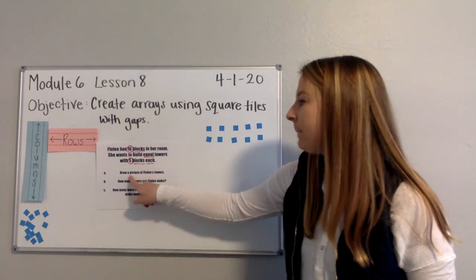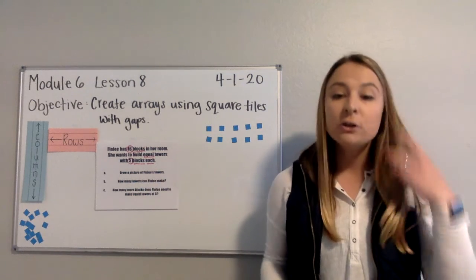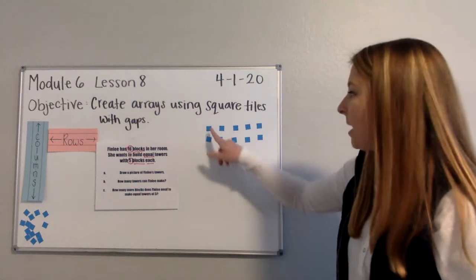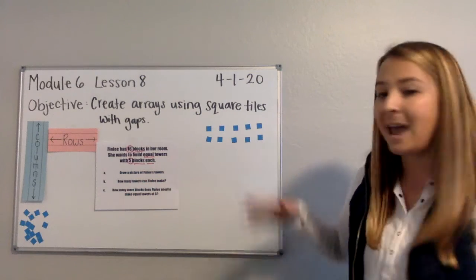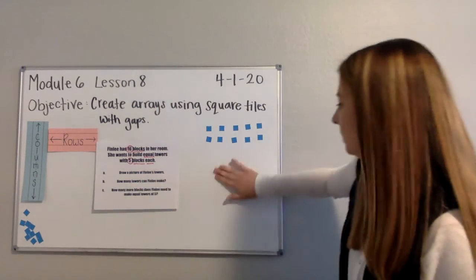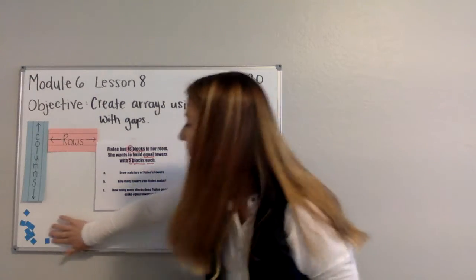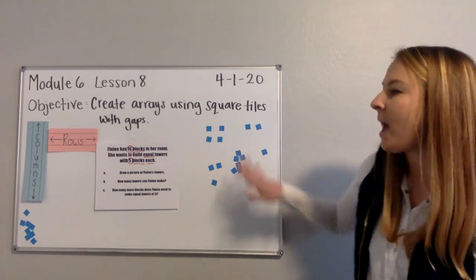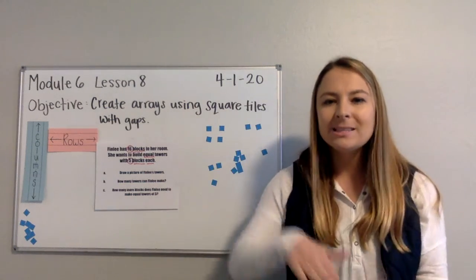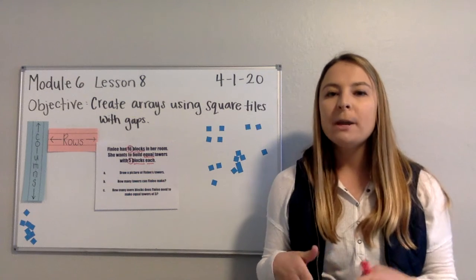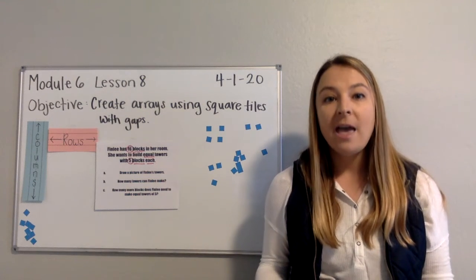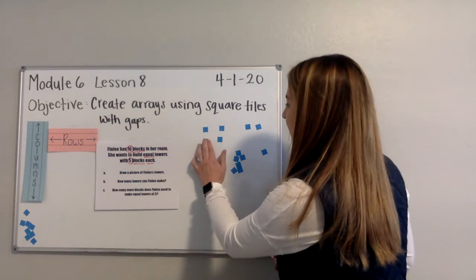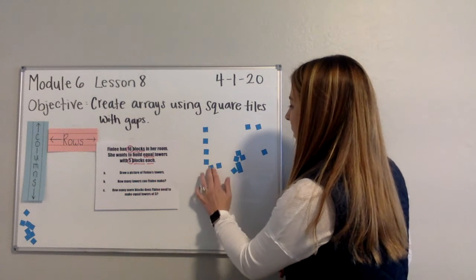Part A, draw a picture of Finlee's towers. The first thing I want to do is make sure I have the 16 blocks that Finlee has when she starts. Right now I have 1, 2, 3, 4, 5, 6, 7, 8, 9, 10. I'm going to add 6 more. 11, 12, 13, 14, 15, 16. Okay? When I think of towers, I think of columns because towers are tall. They go up and down. So I'm going to create my arrangement into columns. And I know that Finlee wants 5 blocks in each tower. So I'm going to make my first tower or column of 5.